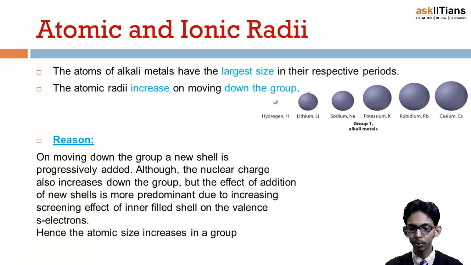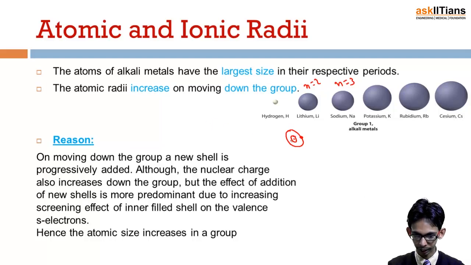That means when we move down the group, we know number of shells increases, then there is a question: if number of shells is increasing, here it is n=2, here it was n=3, the shell has been increased, but at the same time the effect of nuclear charge is also increased. But the effect of increased nuclear charge is less and the effect of increased number of shells is more, because let's say here it was one orbital inside followed by another orbital, one electron here, ns1, one electron here, two electrons here.